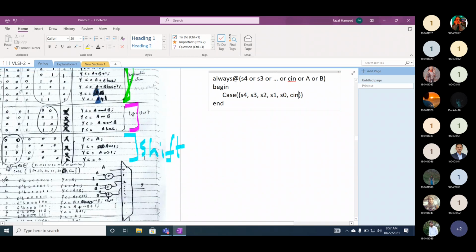Okay. So case, and then when you have a case, then what do you have to write? End case. When you have a case, then you have to write end case. Now there are different conditions. You just copy the truth table.